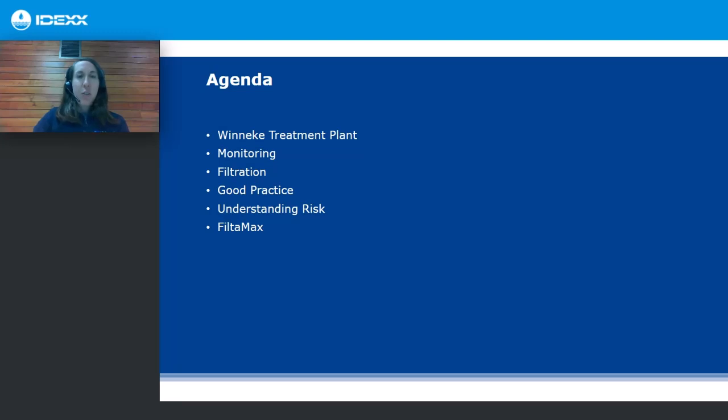Just to run you through what I'll be discussing today, I'll give you a little bit of a background of our Winnichy treatment plant. And then go through the monitoring that we have in place, the sort of reasons behind installing our Filta Max unit, which is largely related to our filtration system and good practice for filtration, and then take you through understanding risk and just our experience with the Filta Max installation.